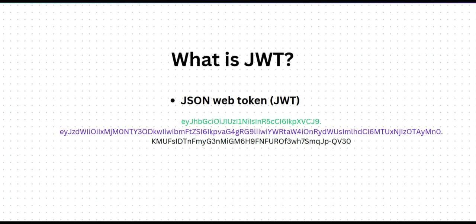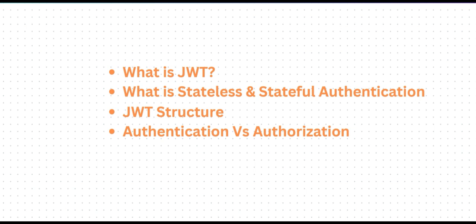In this video, we'll break down JWT step by step to understand how it works, why it's widely used, and even explore some real-time examples. So in this session, we'll cover what is JWT and how it works. Then we'll cover stateless versus stateful authentication, how they work along with some real world examples. Then we'll move to the JWT structure where we understand how JWT is created and its key components. And then we'll cover authentication versus authorization, the key difference with a real time example.